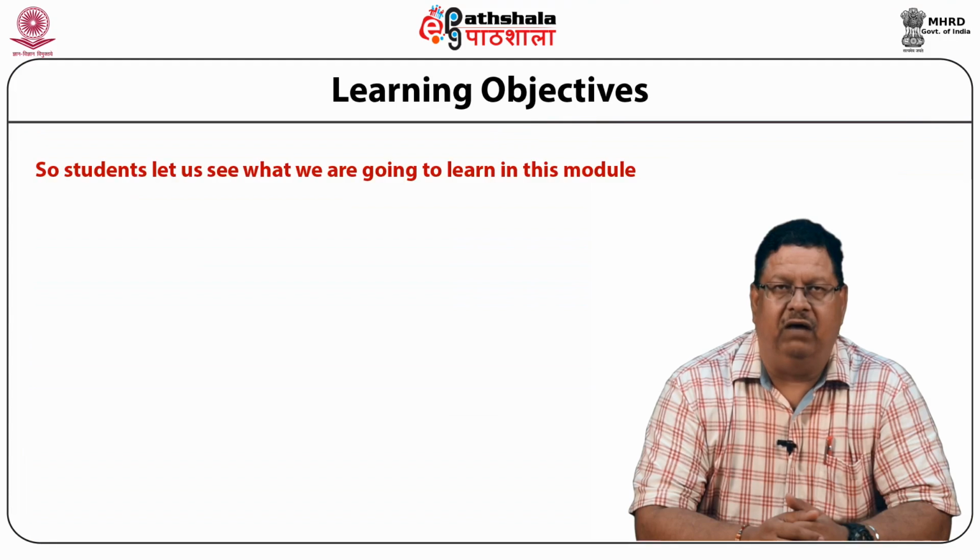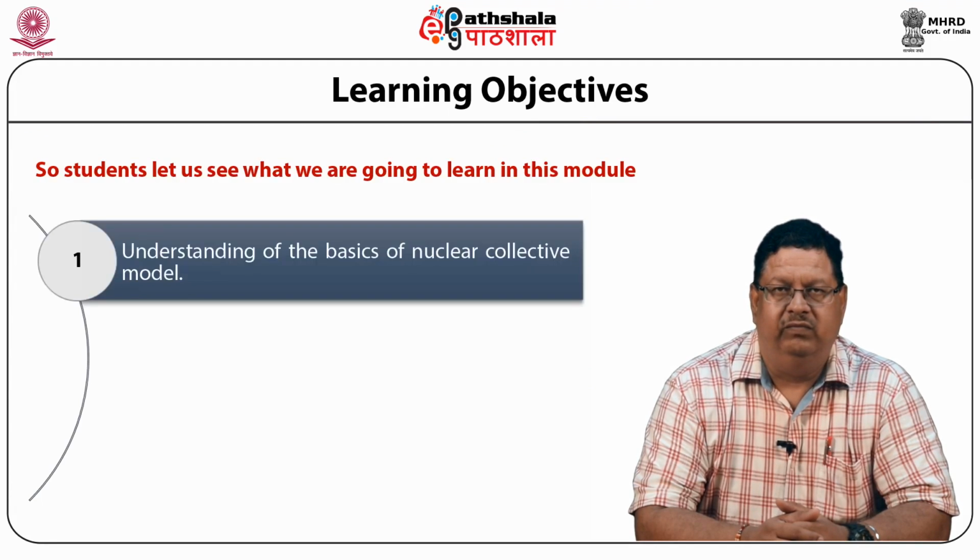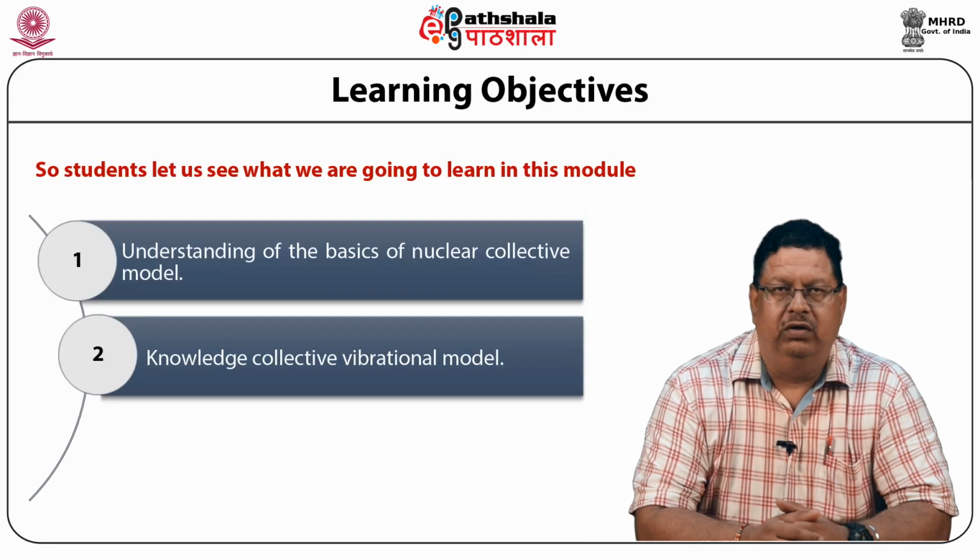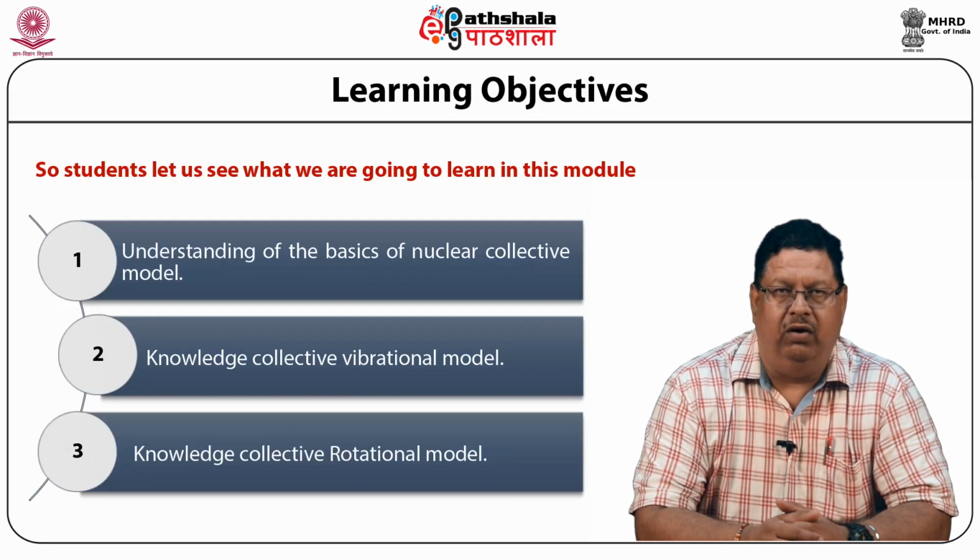Today we are going to discuss the module Nuclear Reaction Part 1 from the paper Nuclear and Particle Physics. After studying this module, you will be able to understand number 1, the basics of the nuclear collective model, number 2, knowledge of the collective vibrational model, number 3, knowledge of the collective rotational model.